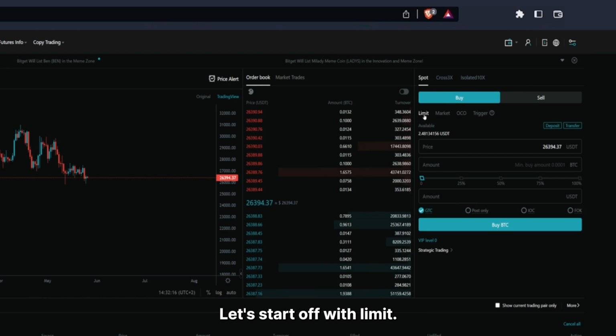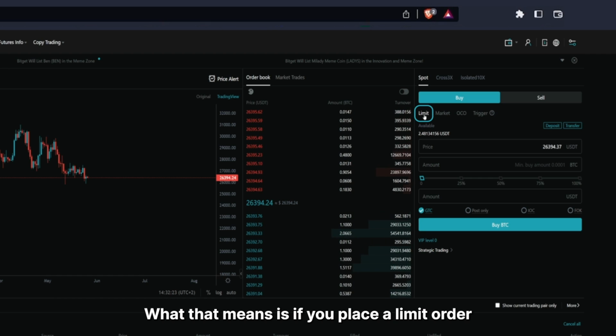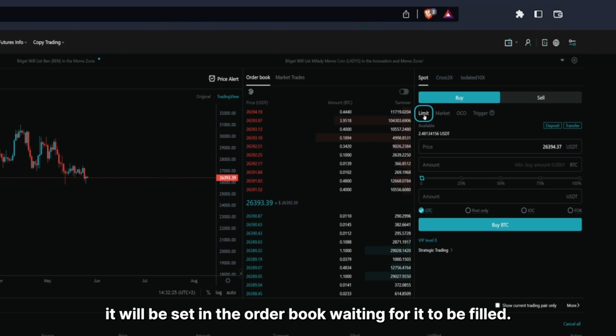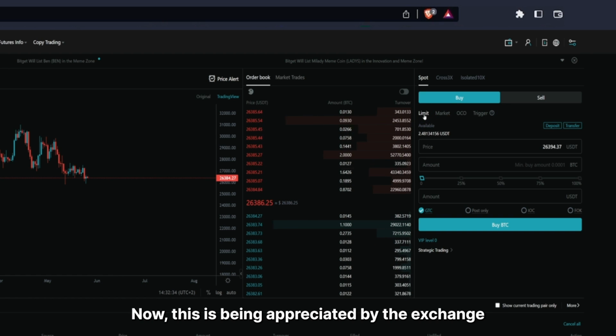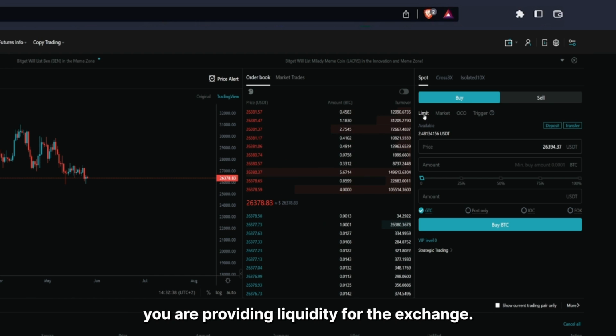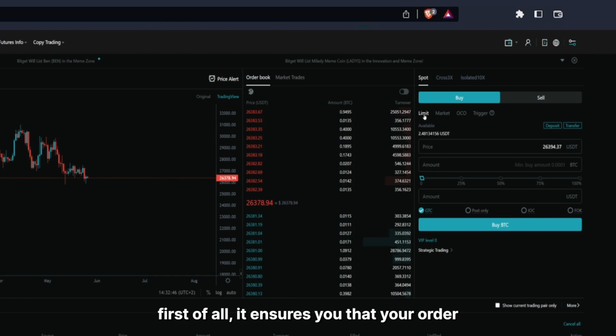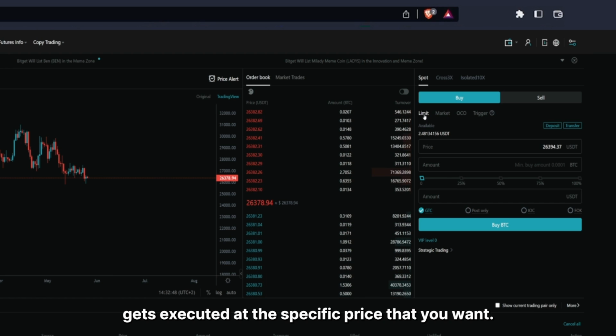Let's start off with limit. Limit order means that you are becoming a maker. What that means is if you place a limit order, it will be set in the order book waiting for it to be filled. Now, this is being appreciated by the exchange because as a matter of fact, you are providing liquidity for the exchange. So if you use a limit order, first of all, it ensures that your order gets executed at the specific price that you want.